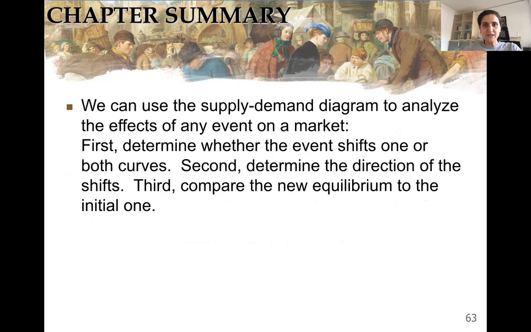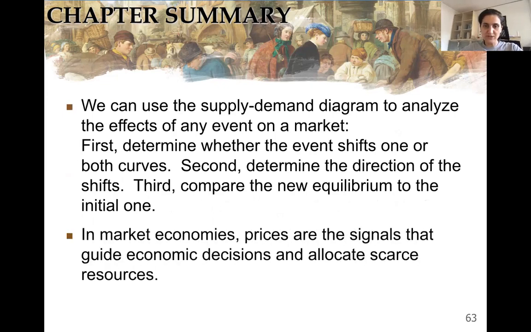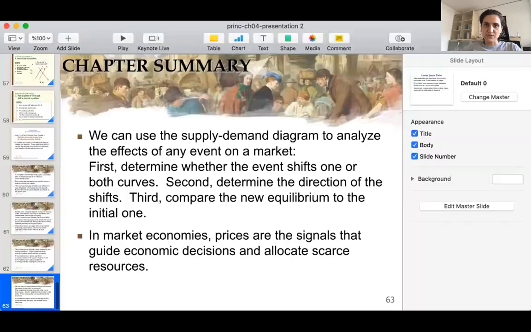We can use the supply and demand diagram to analyze the effects of any event on a market. First, determine whether the event shifts one or both curves. Second, determine the direction of the shifts. Third, compare the new equilibrium to the initial one, to understand the effect of those events on equilibrium price. In market economies, prices are the signals that guide economic decisions and allocate scarce resources.